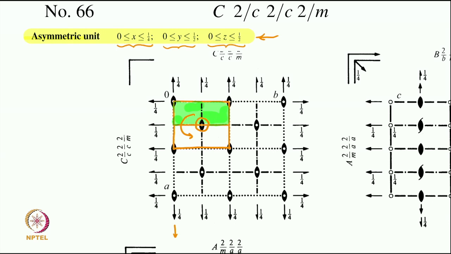Now, you see that there is another twofold. I am circling it in red, and if I rotate this now bigger box, equal to the two asymmetric units, about this twofold, then you will fill this region of a space.